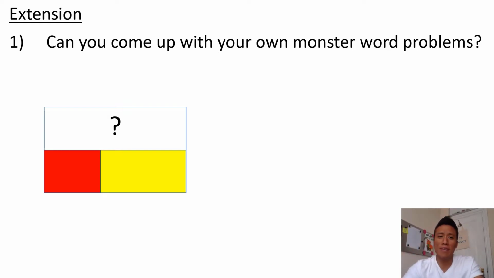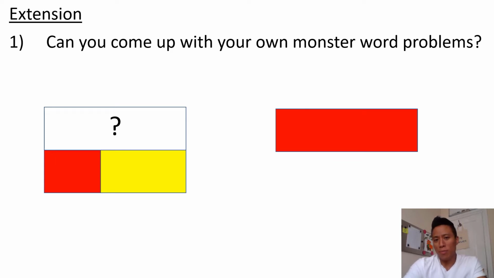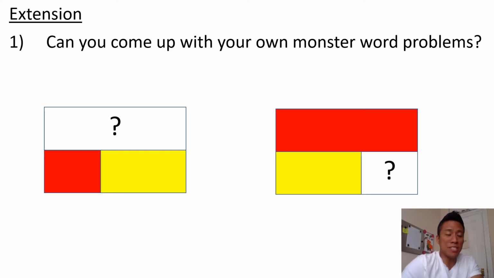Okay, you can come up with another question such as the red monster has 72 marbles, and he has given the yellow monster 35 of them. So how many does the red monster have now, or how many has he got left? You can structure it around that. Have fun, look at these bar models, and see if you can come up with your own word problems.